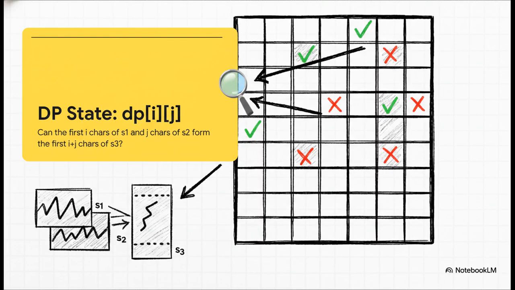Every single cell in this grid, let's call it DP[i][j], is going to hold a super simple answer, just true or false. It answers the question: is it possible to form the beginning of S3 using the first i characters of S1 and the first j characters of S2?